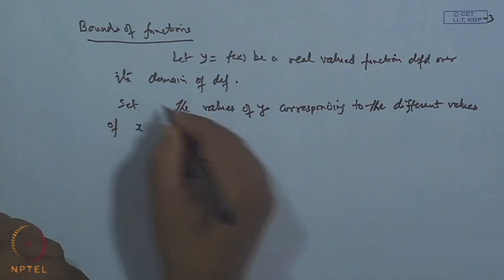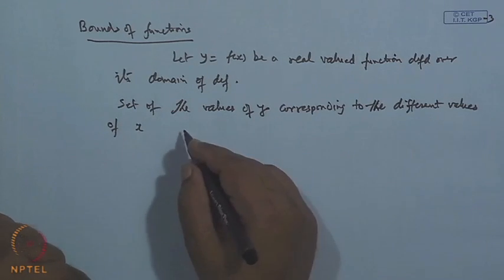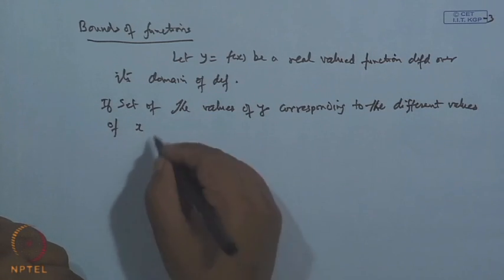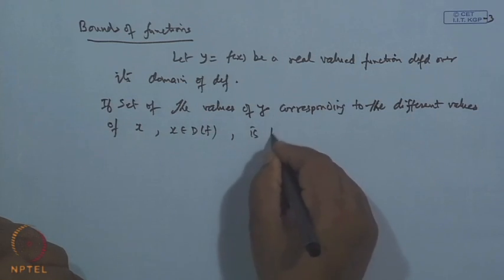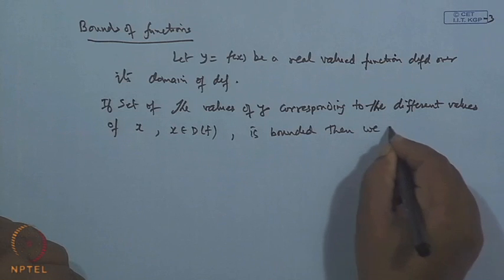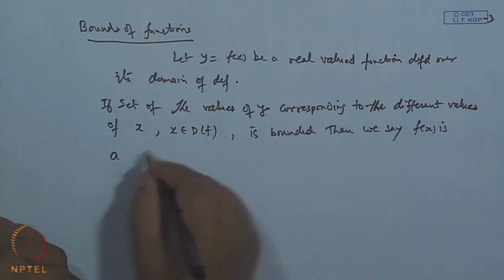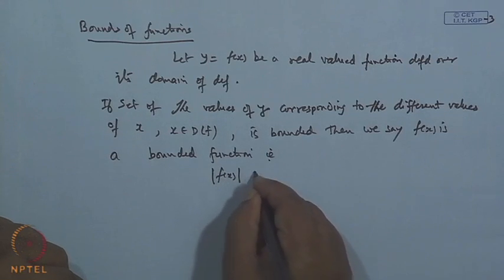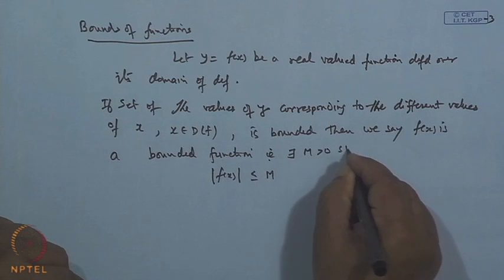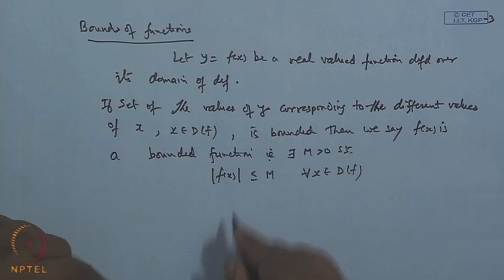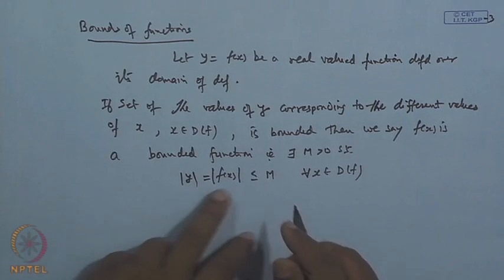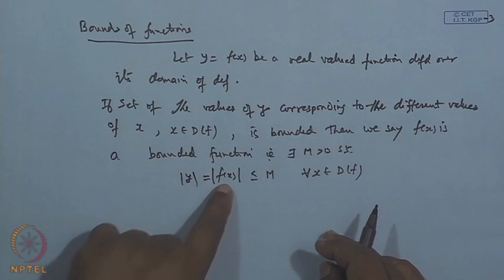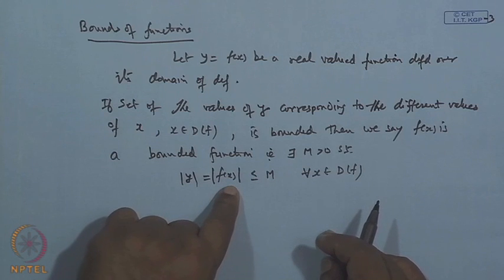So if the set of values of y corresponding to different values of x, where x belongs to the domain of f, is bounded, then we say the function f(x) is a bounded function. It means that mod of f(x) is less than or equal to some constant, that is, there exists some M greater than 0 such that this is true for all x belonging to the domain of f. What is f(x)? f(x) is y basically, the value of f at the point x denoted by y. So if the set of all values of f(x) is a bounded set, then we say the function f is a bounded function.